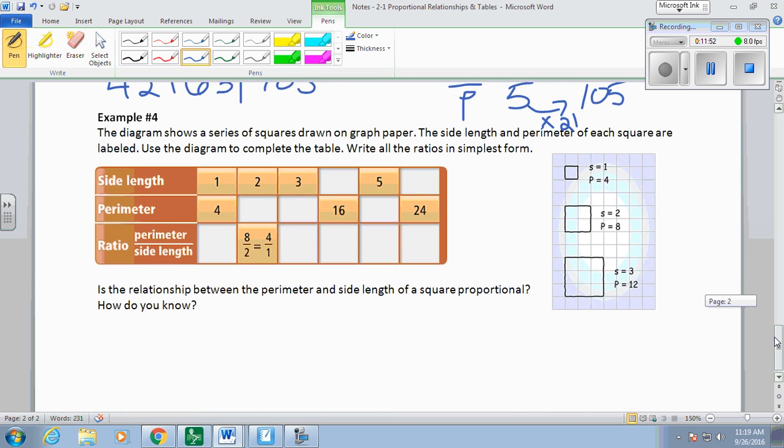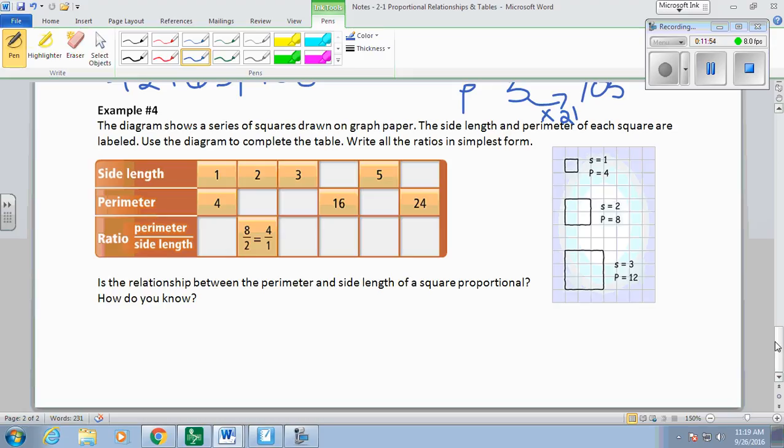Number 4 says that the diagram shows a series of squares drawn on a graph paper. The side length and perimeter of each square are labeled. S is side length, P is perimeter. Use the diagram to complete the table, and then write all the ratios in simplest form. This is going to be very simple, I think, to fill out the chart.